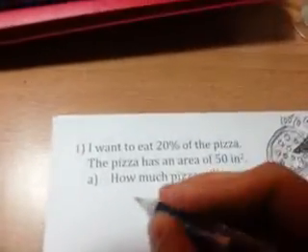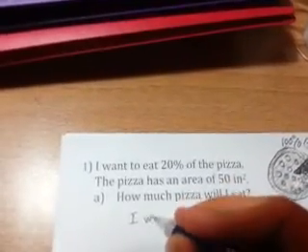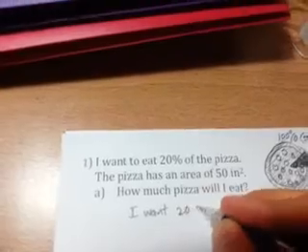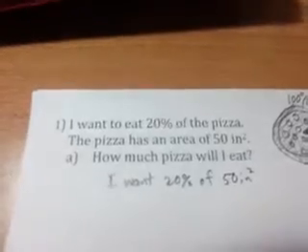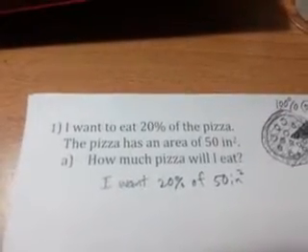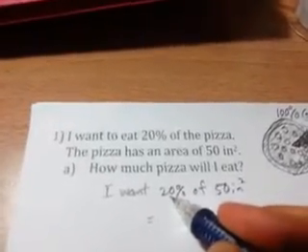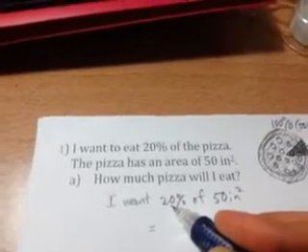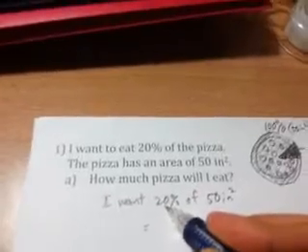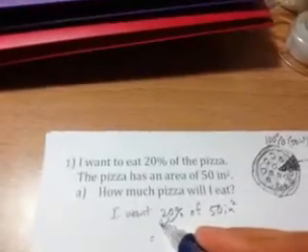So how do I figure that out? Well, it's pretty simple. The question says, how much pizza will I eat? Well, I want to eat 20% of the 50 inches. Right, that's what's happening. Well, that's the same thing as changing this first into a fraction or a decimal. But I prefer decimals because decimals will always work nicely and I don't have to deal with division if I change this into a fraction. So, percent means divide by 100 or move the decimal place twice.